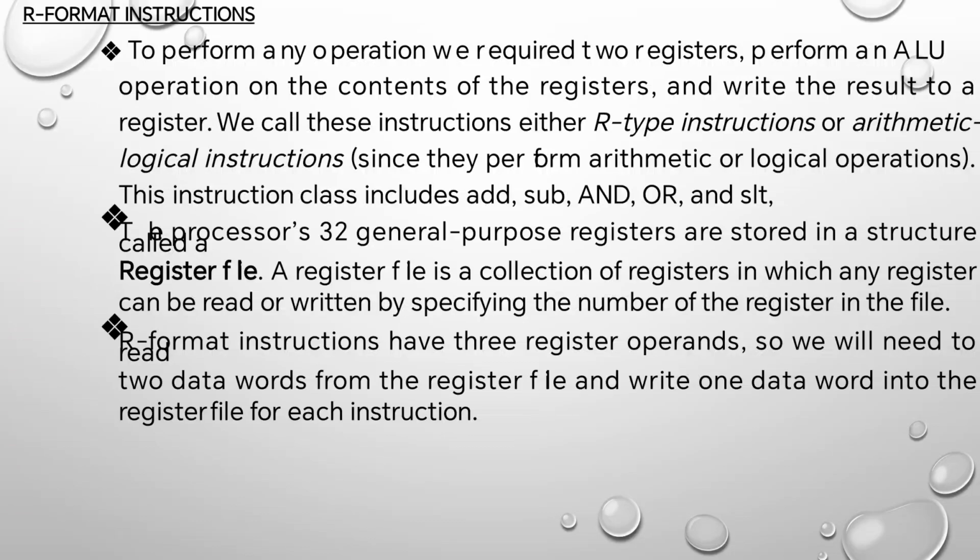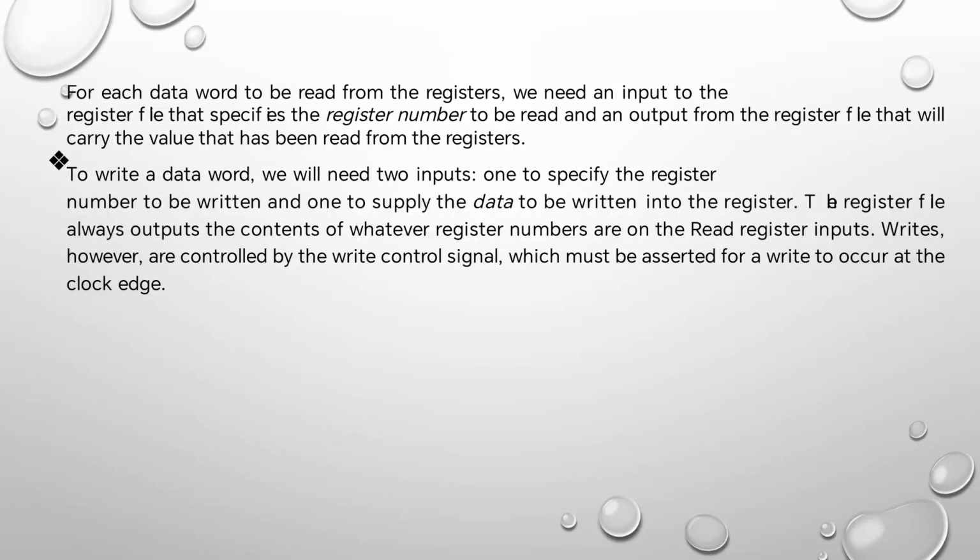R-format instructions have 3 register operands, so we will need to read two data words from the register file and write one data word into the register file for each instruction. For each data word to be read from the registers, we need an input to the register file that specifies the register number to be read and an output from the register file that will carry the value that has been read from the registers.